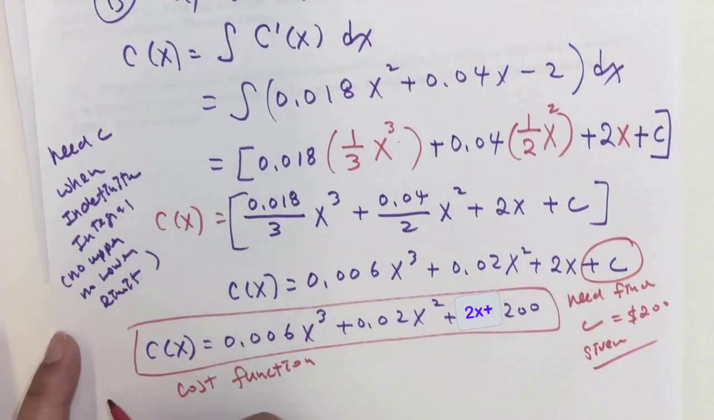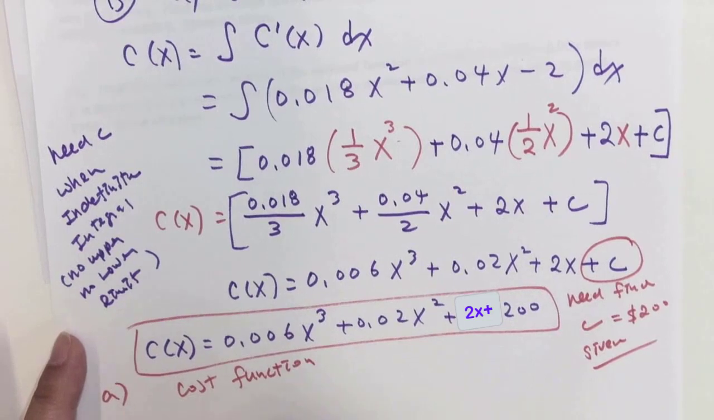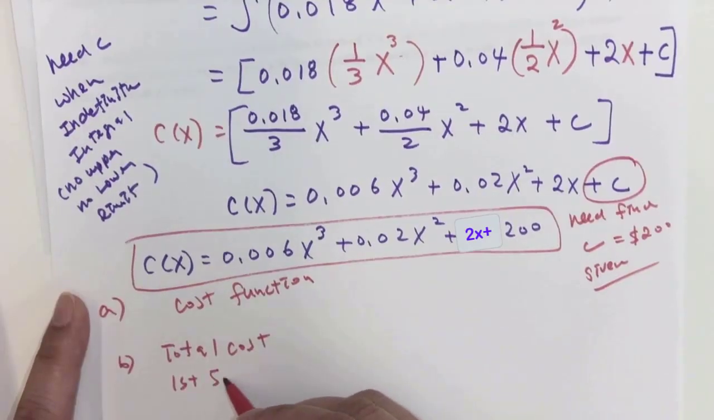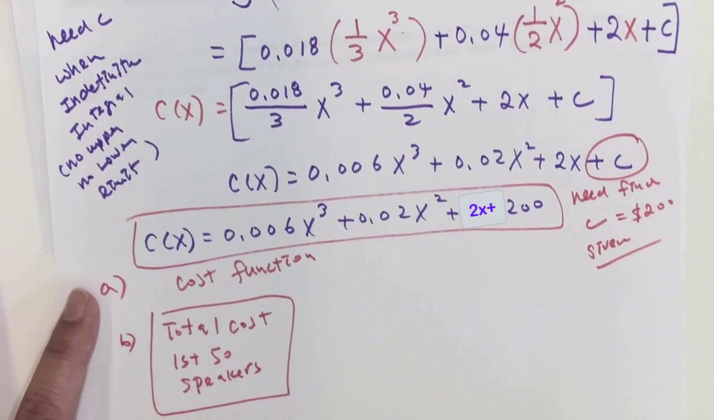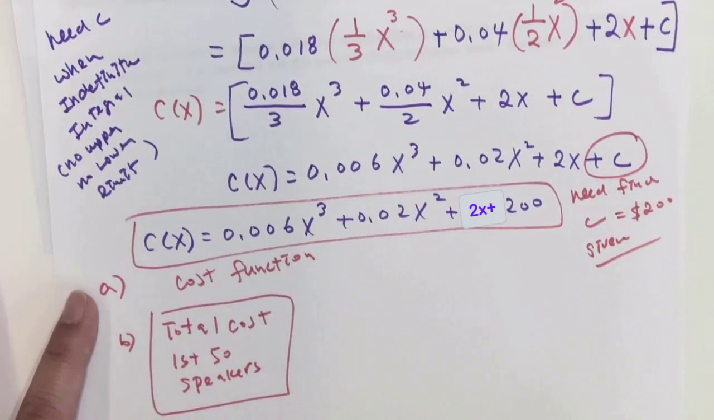That's A. B asks you the total cost for the first 50 speakers. Total cost, first 50 speakers. How do I find that? You have your cost function. I want to know 50 speakers. How much does it cost?